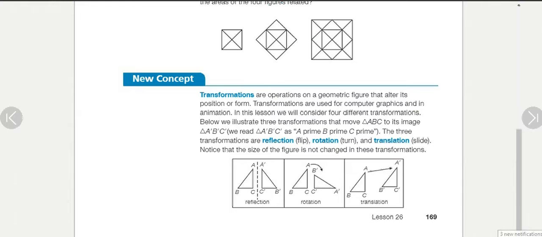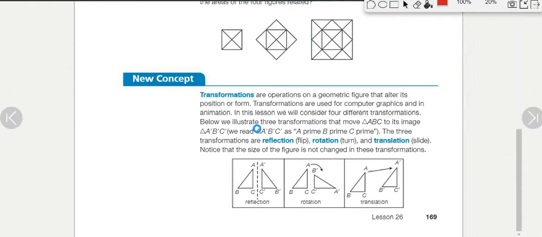Transforming in math, especially in geometry, is where we take a geometric figure like a polygon or maybe a triangle and we alter its position or form. Basically, we make it look different or we move it to a different spot on a coordinate plane. And we're going to learn about three certain kinds.